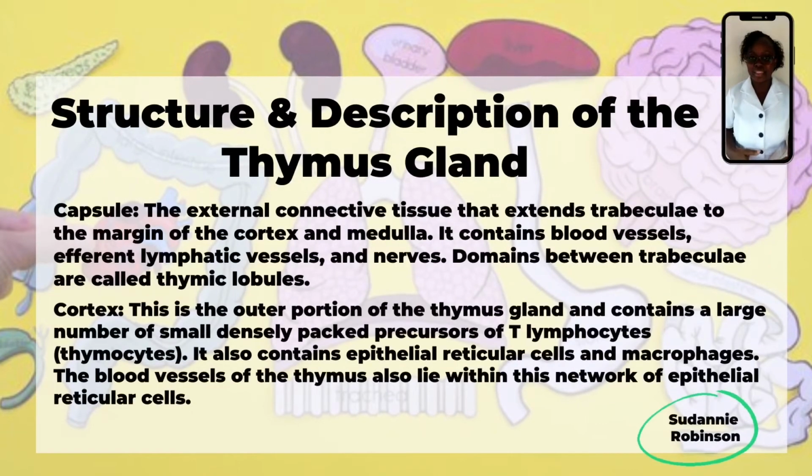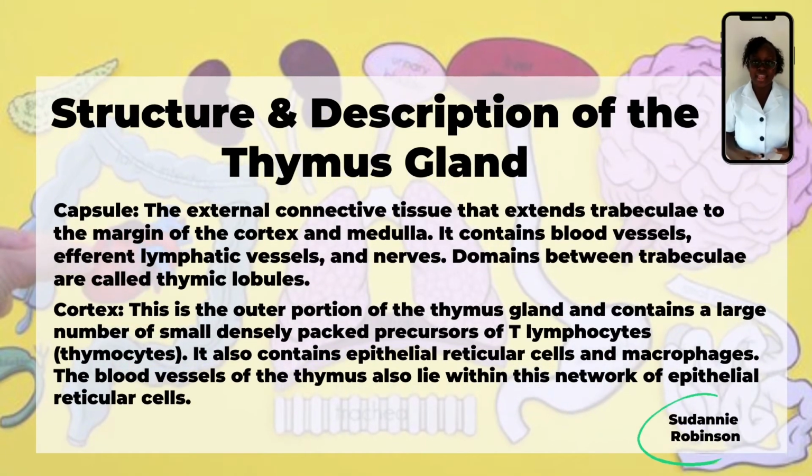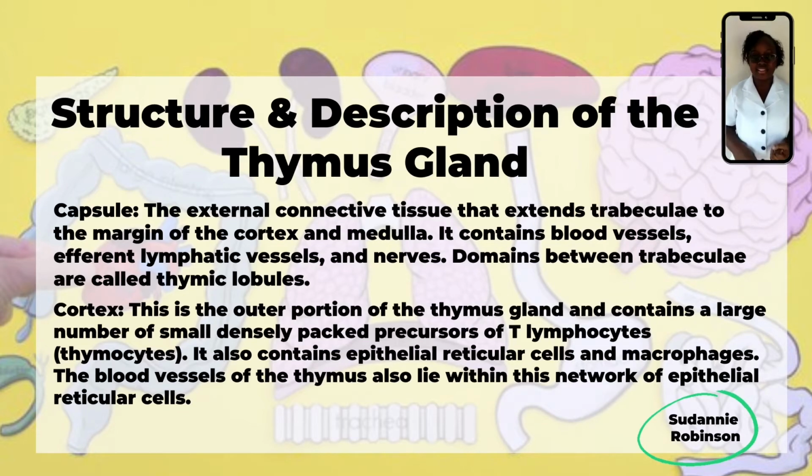Thank you, Samantha. Structures and descriptions of the thymus gland include the capsule. This is the external connective tissue that extends the trabeculae to the margin of the cortex and medulla. It contains blood vessels, efferent lymphatic vessels, and nerves. The domains between the trabeculae are called lymphatic lobules.